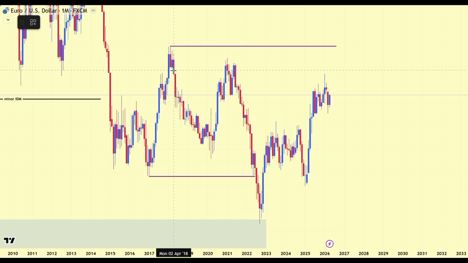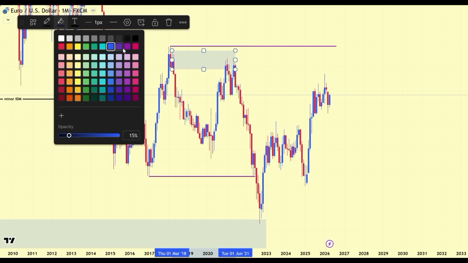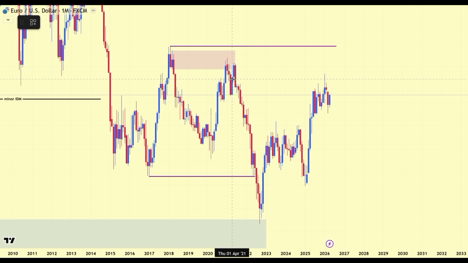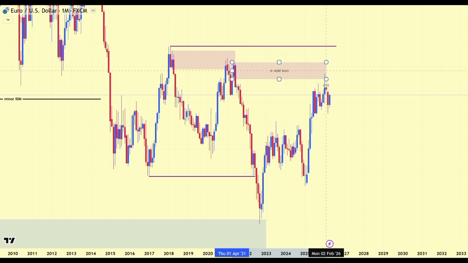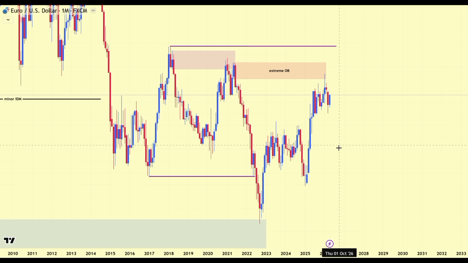So we have, of course, our order block here, of which price has already mitigated it. So this means if it's mitigated, then it's of no use to us. And the one that follows after it is, of course, this one here. It is actually the order block price is currently reversing from. So there we have it, our extreme bearish order block, and price is reversing from there.